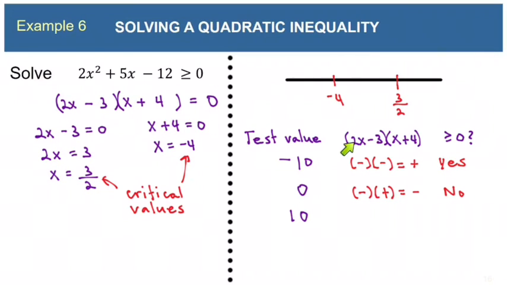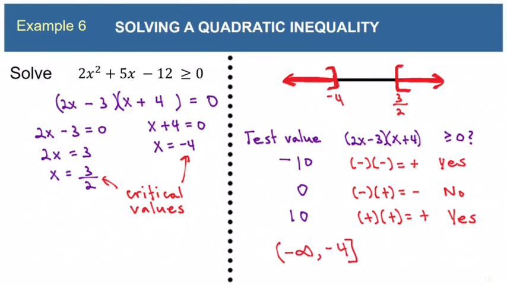And then let's plug in 10. 2 times 10 is 20. 20 minus 3 is still positive. 10 plus 4 is a positive number. Positive times positive is positive. Is that greater than 0? Yes. And so the two intervals that we need to shade are the left and the right. So I'll shade those. And I've put the bracket on the endpoints because we have the or equal to line in our inequality. And so now our left interval is from negative infinity to negative 4, bracket, union, and the right interval is from 3/2 to infinity.